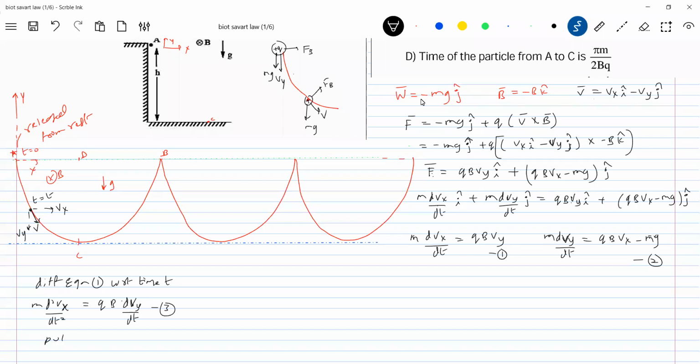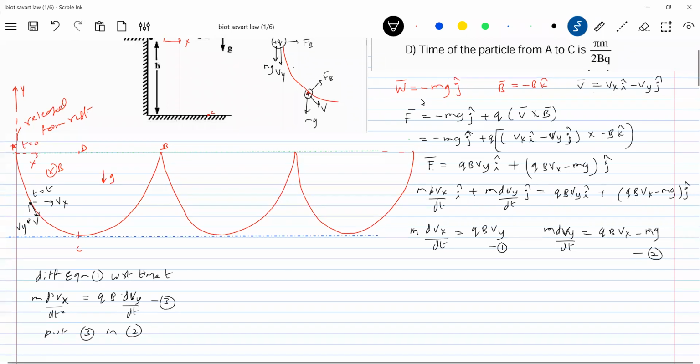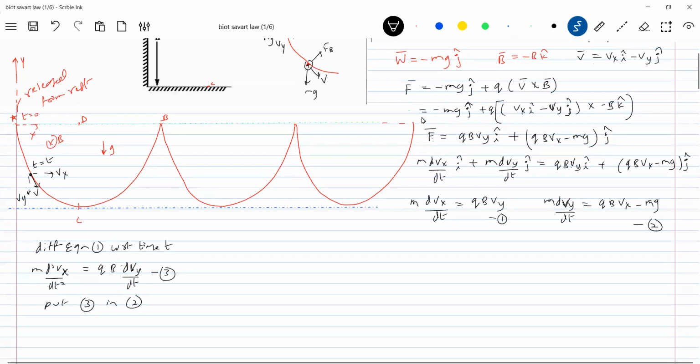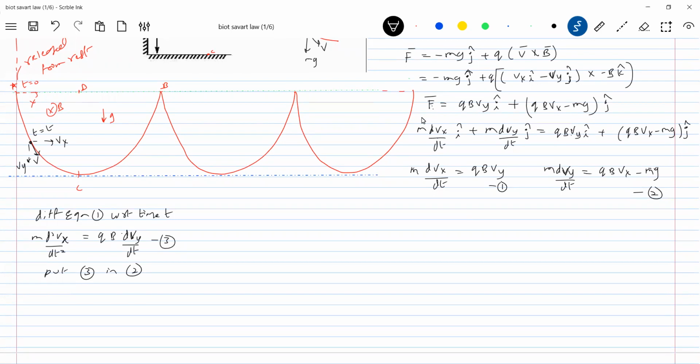Put 3 in 2. I'll conclude in the end, no need to bother. Listen patiently. Plus or minus, in the end you can see that it's a harmonic function. It doesn't matter for you.